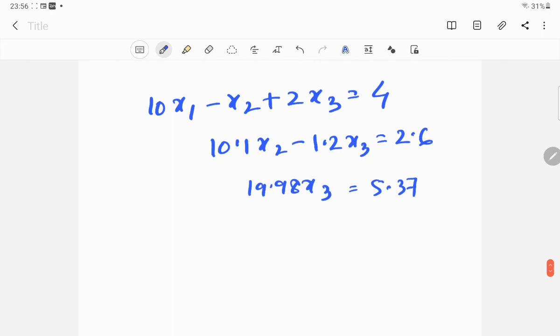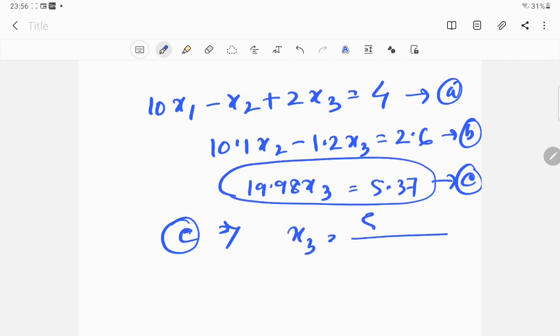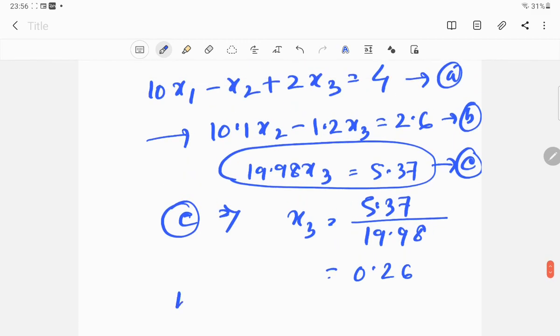So let us start. We have this equation A, then we have B, and we have C. Let us start with C, because here we have only one variable. You see, this is easier to solve. So x3 is nothing but 5.37 divided by 19.98. That value will be around 0.26. Now go to B. Don't jump to A first.